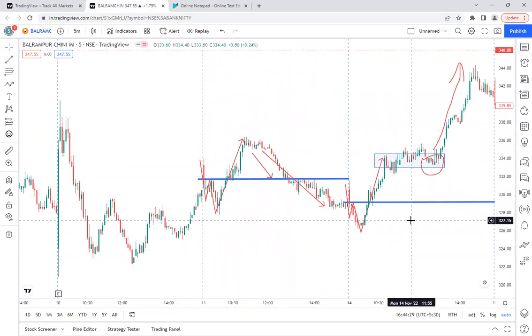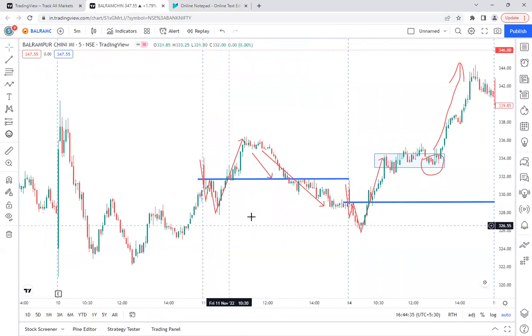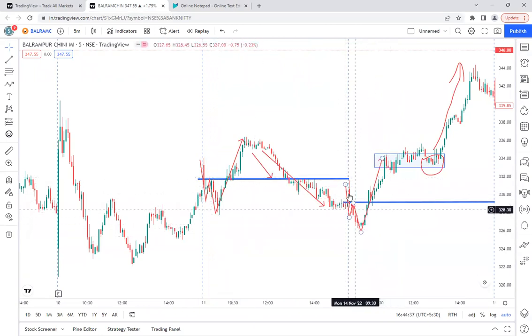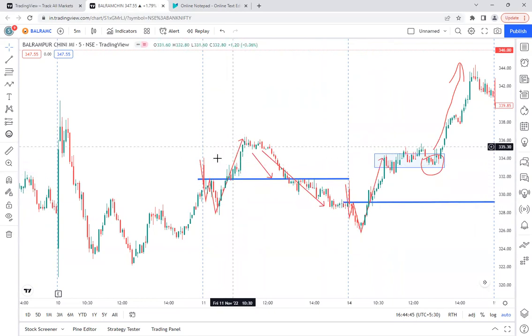And on 14th November, what has happened? This is the 14th November price action. It gave the same pattern as in the initial time. It also fell down, they tried to go up, they fell down again. From there, they started going up continuously as we saw on 11th November, and they spent some time in that zone.